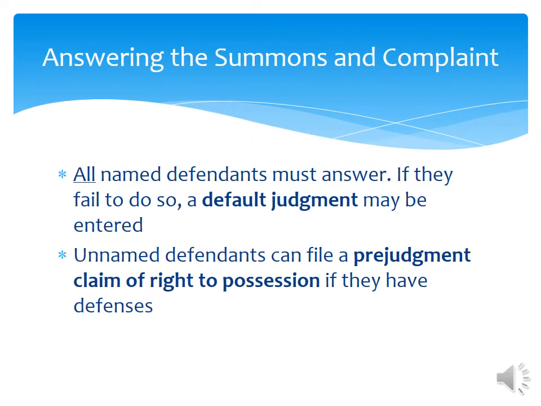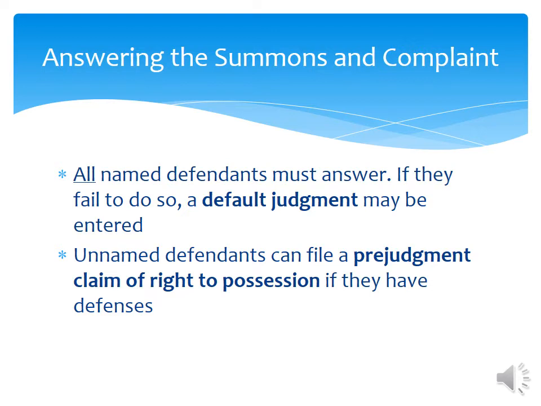All of the named defendants must answer. If they fail to do so, a default judgment may be entered against them. If one person answers and another person does not, then person number 2 can get a default judgment entered against them, while person number 1 may proceed to trial. Both of the defendants, if there are 2, can answer on the same form. However, it's important to note that even though multiple defendants can answer on the same form, they must file separate fee waivers with the court if they don't wish to pay the filing fees.